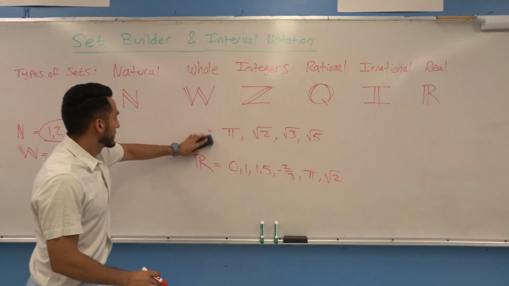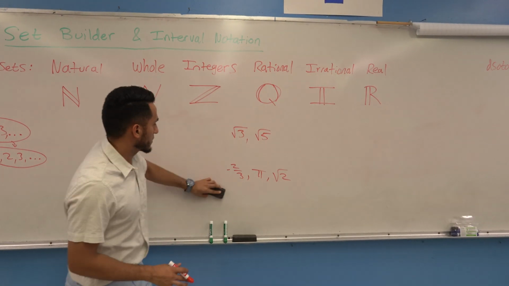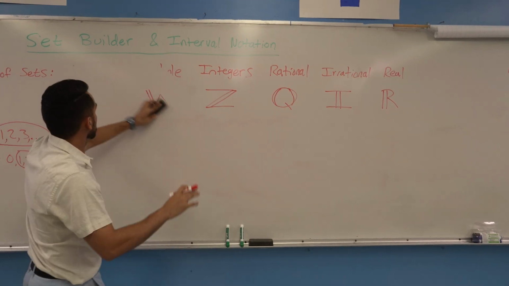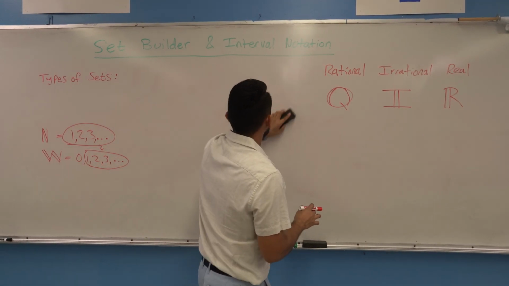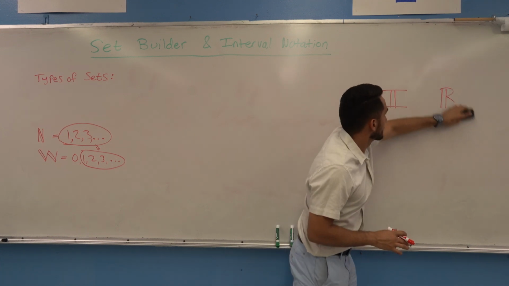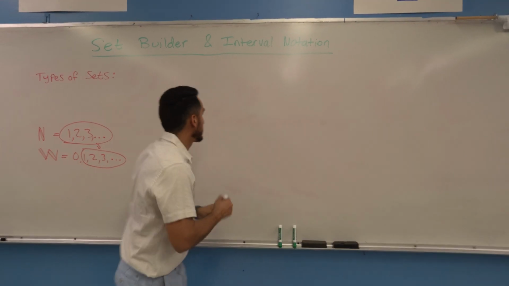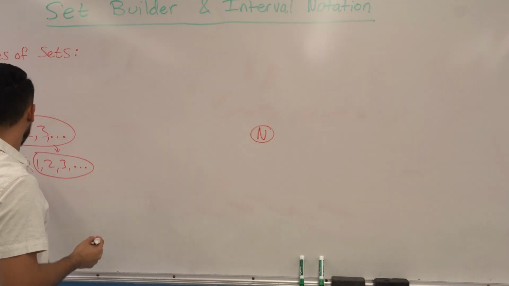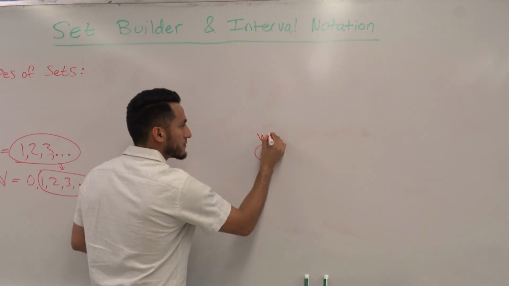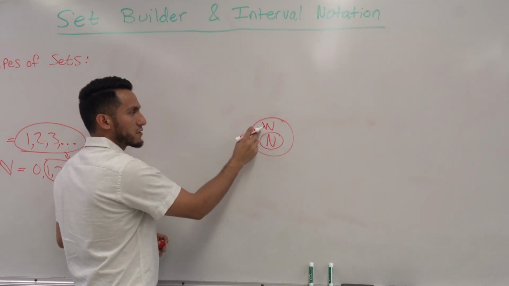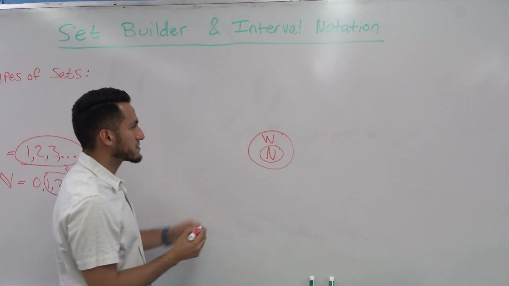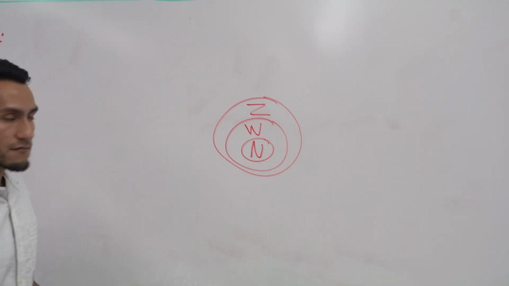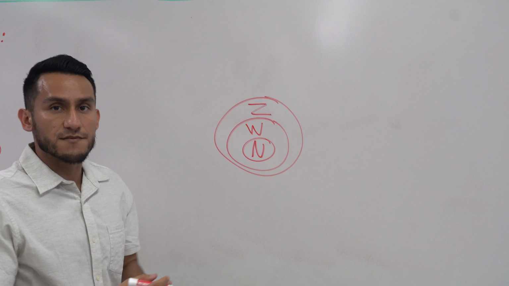Okay, so what we're going to do next is we're going to go ahead and draw a picture diagram, a Venn diagram, representing all these number sets. A visual representation of this. So here we have the set of the natural numbers. That's the smallest. After that we have the whole numbers. All the elements in the natural numbers can be found in the set of the whole numbers. After the whole numbers we have the integers. And then the integers is a subset of the rational numbers.